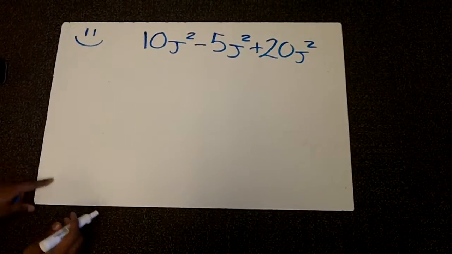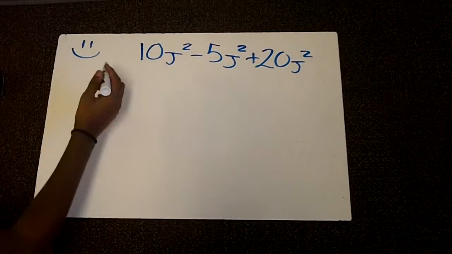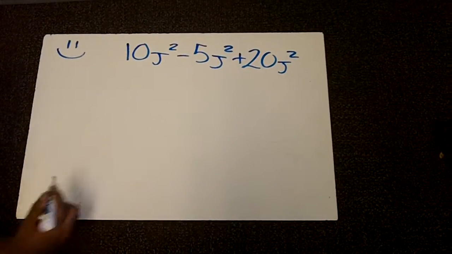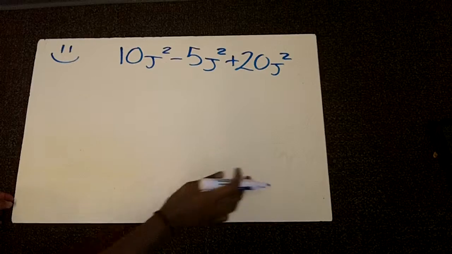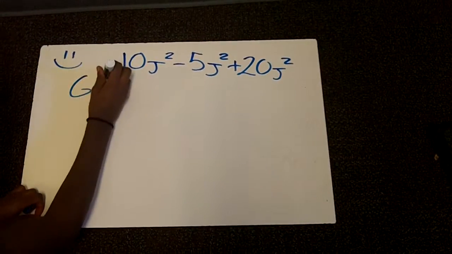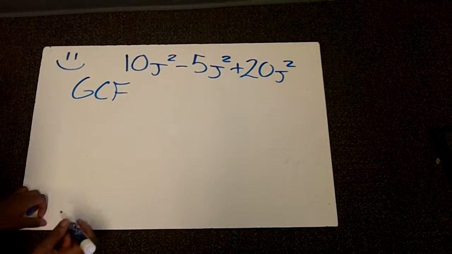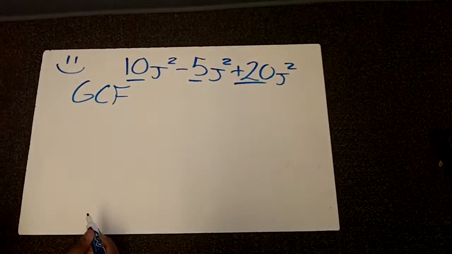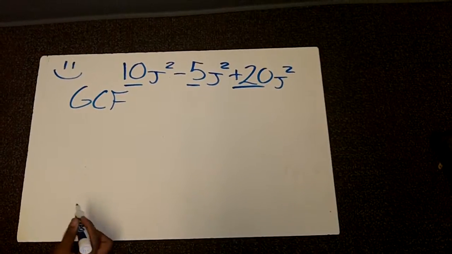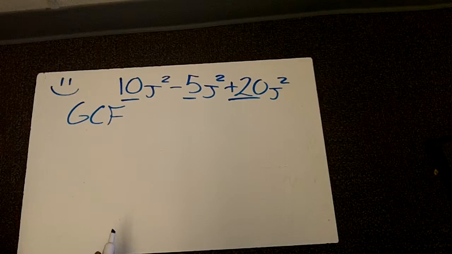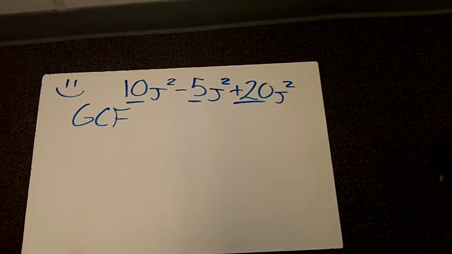So this is the first expression, and it's a greatest common factor expression. To factor out these terms, you need to find the greatest common factor, or the GCF. And the GCF that will fit into each of these individual terms will be 5, because 5 goes into 10 twice, and 5 goes into 20 four times. And 5, of course, goes into itself.